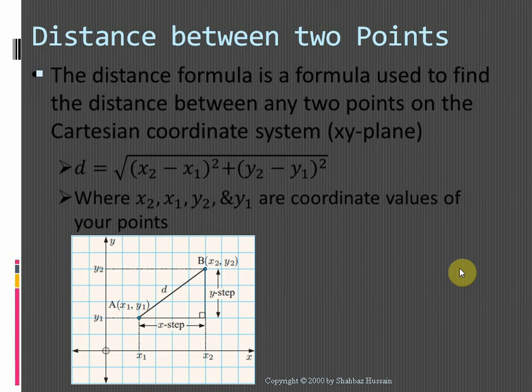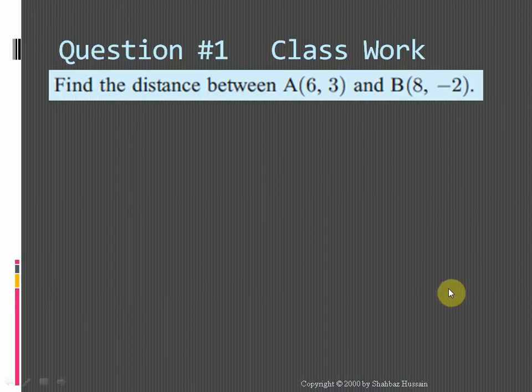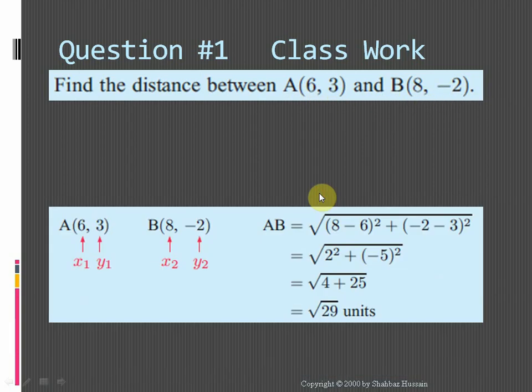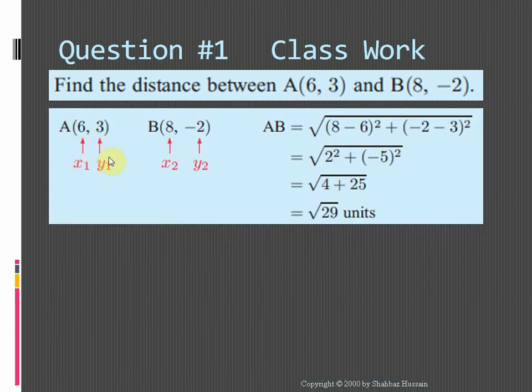So go for the classwork. Question number 1: find the distance between A and B. A is 6 and 3 and B is 8 and minus 2. First you have to label the coordinates with a pencil or other pen. So this is x1, this is y1, then this is x2 and this is y2. When you label it, it will be easy to put the values in the formula: the square root of x2 minus x1 whole square plus y2 minus y1 whole square.